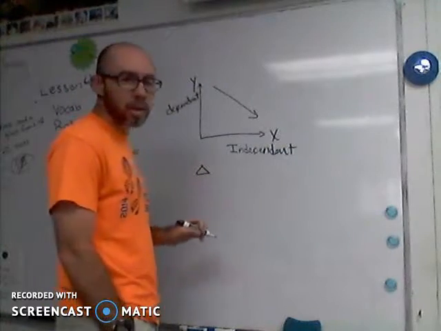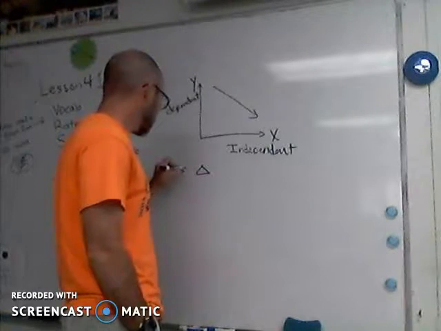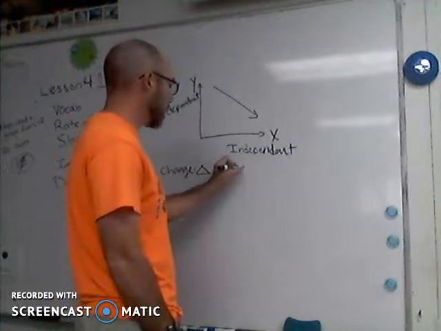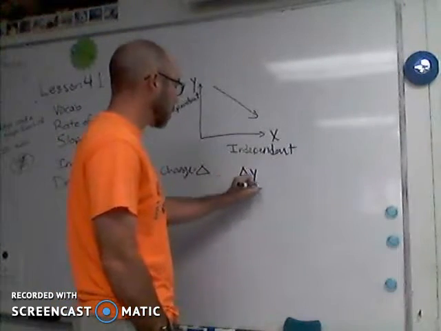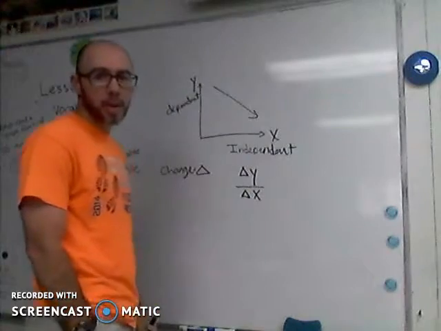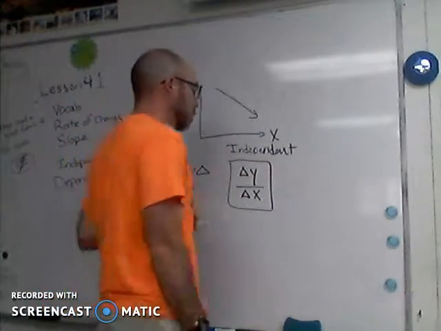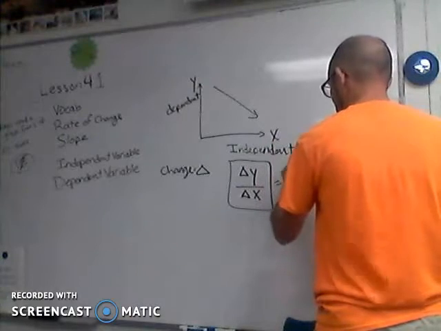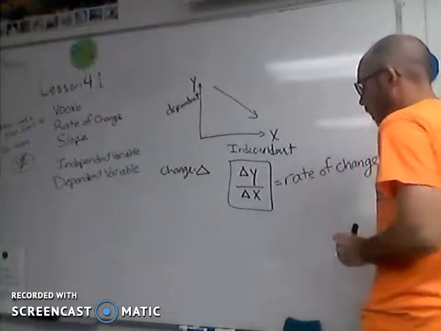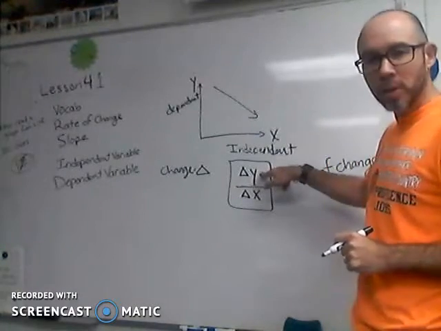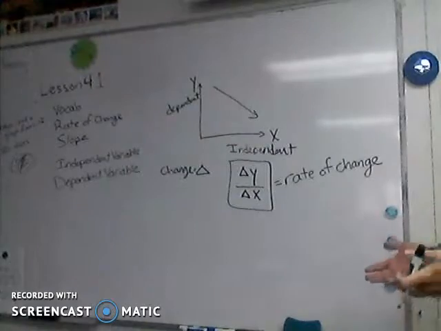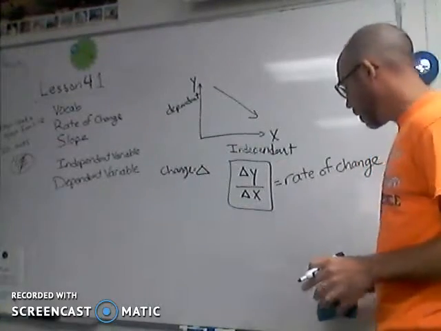a triangle. And a triangle means change. Okay? Change. And what I'm going to do is say the change in the y variable, or the dependent variable, compared to the change in the x variable. And right there, that is a good definition of rate of change. Okay? Change in the y variable, or the dependent, on top and the independent variable on the bottom. Rate of change. Okay, it's very applicable to lots of different areas.